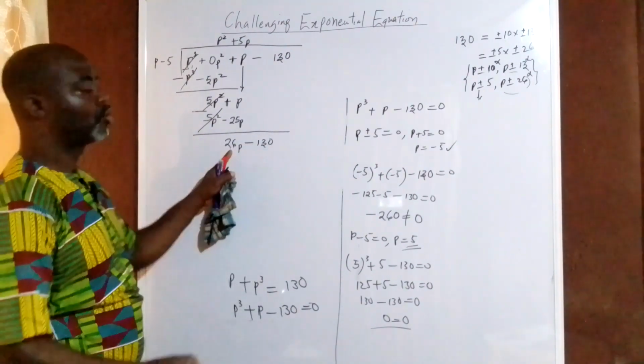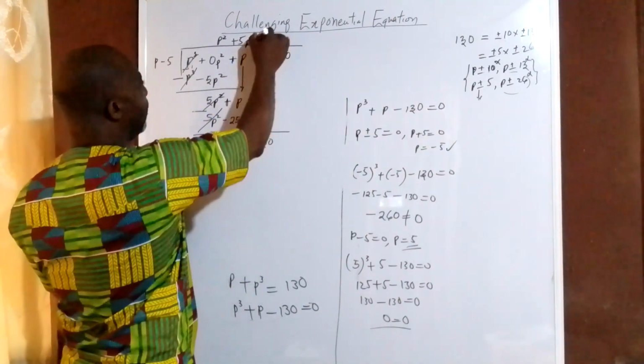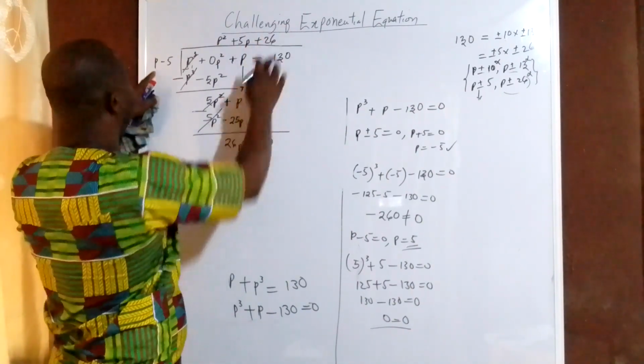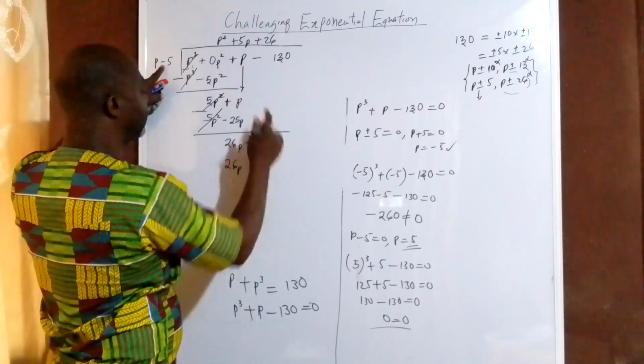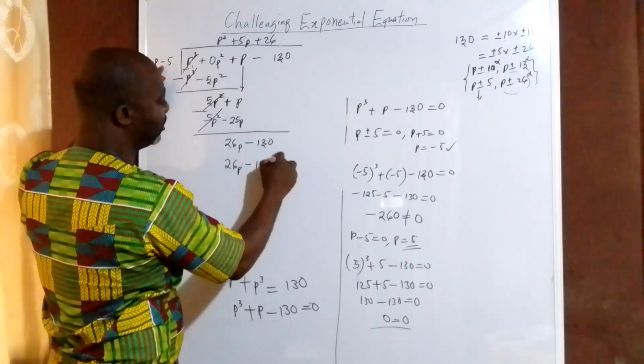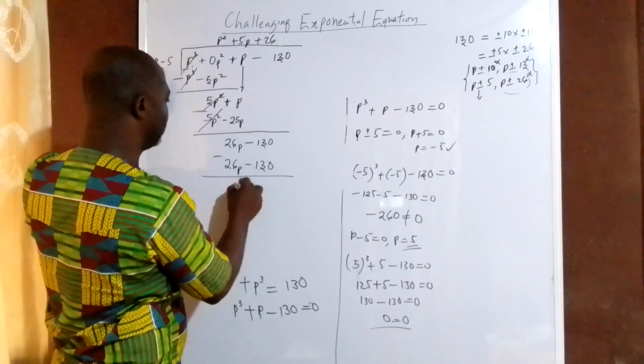P divided into 26p will give us plus 26. 26 times p will give us 26p. 26 times minus 5 will give us minus 130. So everything here will be 0.